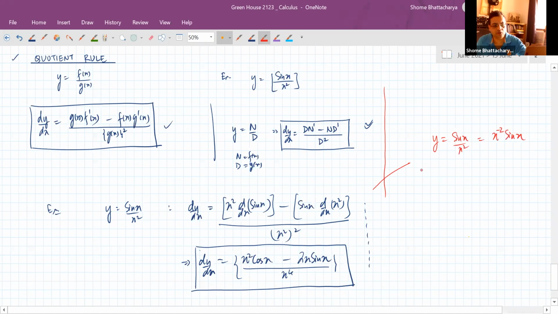Okay, and I can use the product rule. So dy by dx will become what? Differentiation of x to the power -2 into sin x, right? Plus x to the power -2 into differentiation of sin x. Now you can simplify this further and show that you will get the same as this. When you do this now, it will be equivalent to this. So if you finished writing down up to here, you can just try this yourself by this method also.